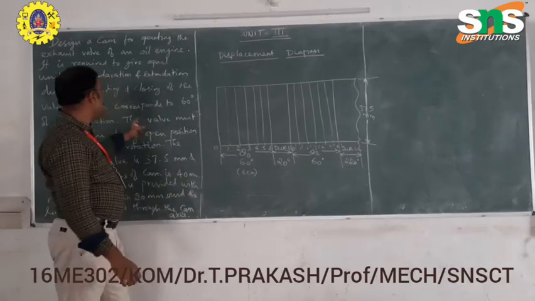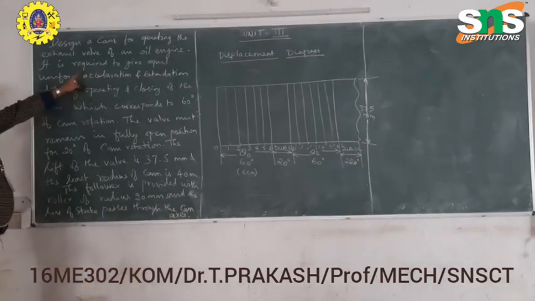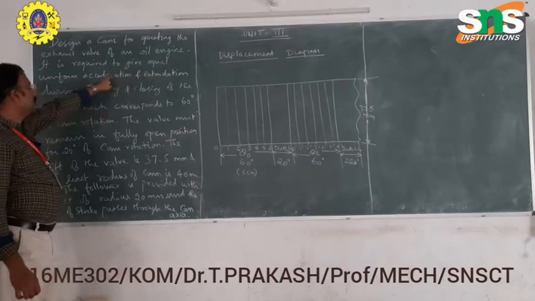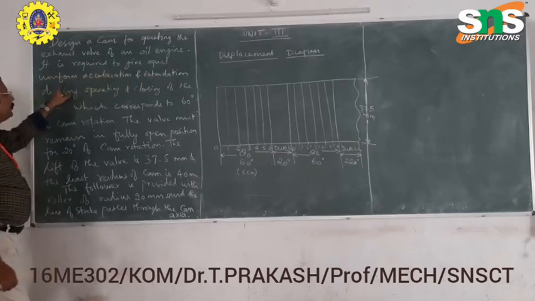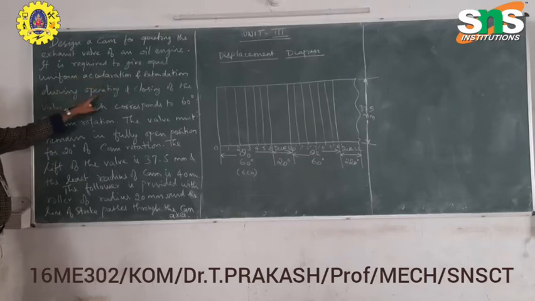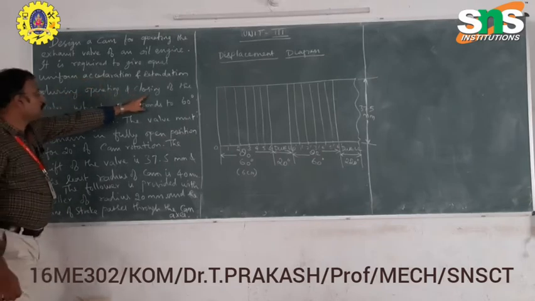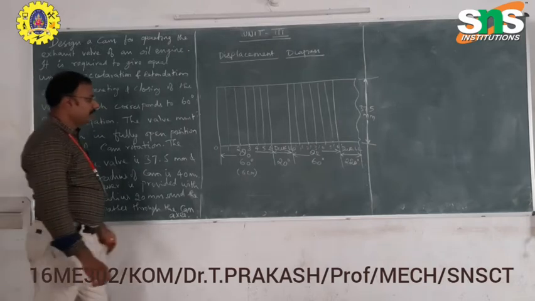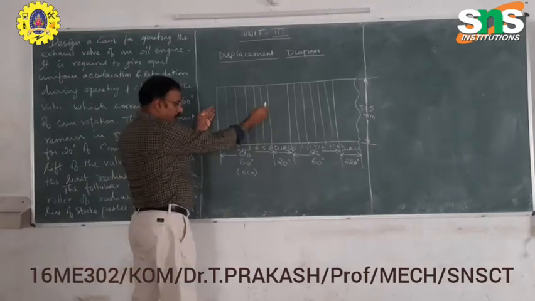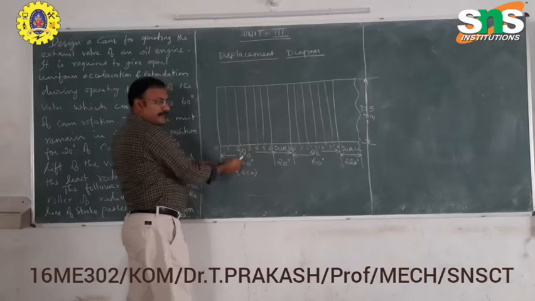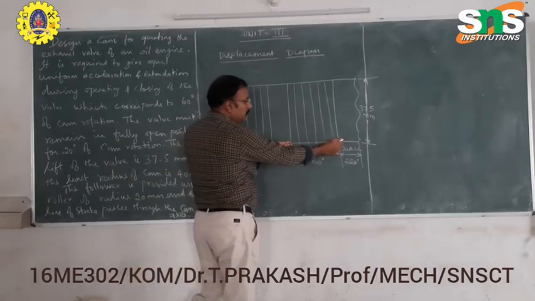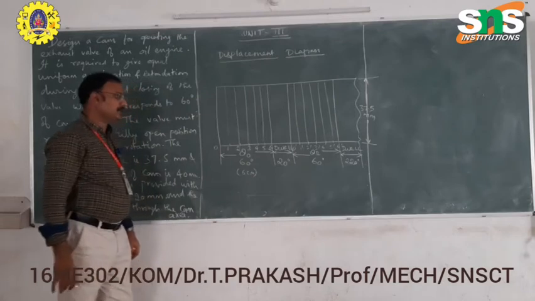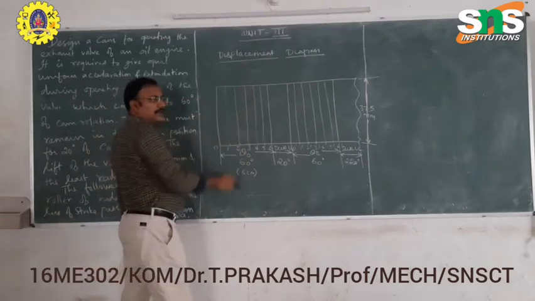Both the opening and closing of the valve take place with uniform acceleration and retardation. It is required to give equal uniform acceleration and retardation during opening and closing of the valve, which corresponds to 60 degrees. Therefore, the outward stroke takes place in uniform acceleration and retardation, and the return stroke also. We know how to draw the uniform acceleration and retardation.